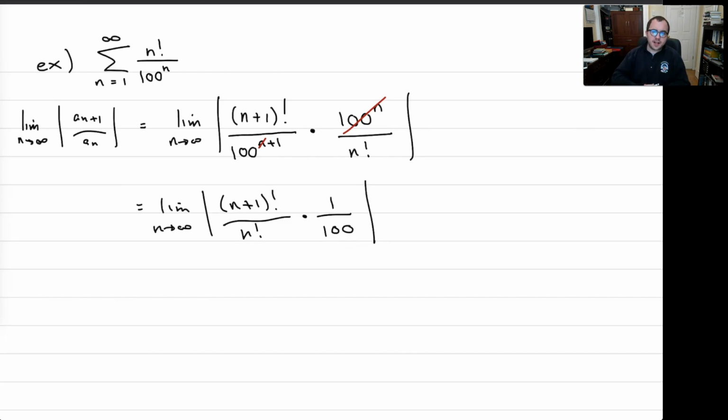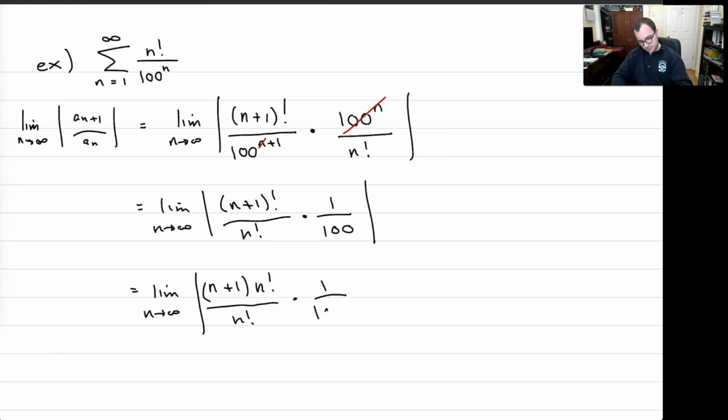Let's now simplify the factorial function. Now we know n plus 1 factorial is just start at n plus 1 and multiply by every integer below it. So n plus 1 times n factorial. You just peel the n plus first term off, and then the n factorial is left behind. And you can see now this is going to simplify quite nicely. n plus 1 over 100.